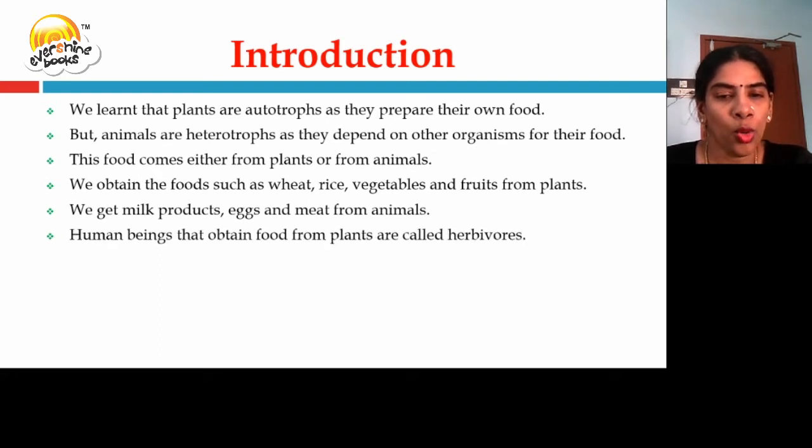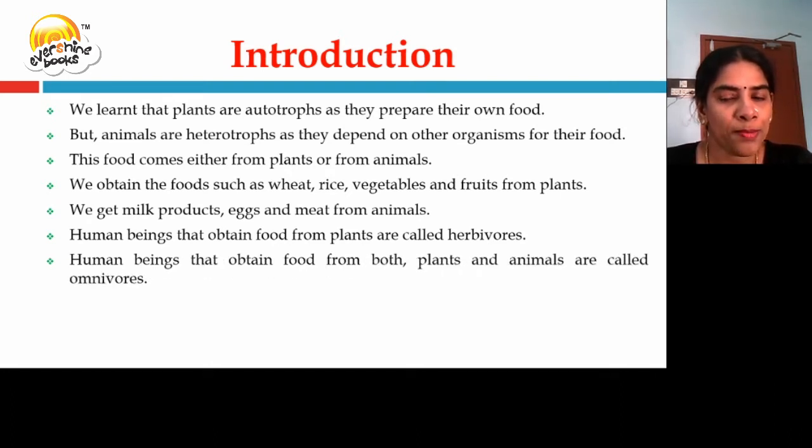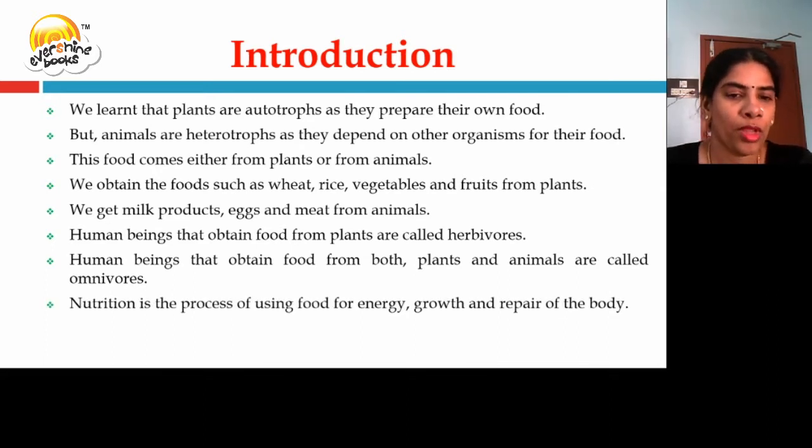Human beings who obtain food from plants are called herbivores. Human beings who obtain food from both plants and animals are called omnivores. Nutrition is nothing but a process of using the food for energy, growth and repair of the body.